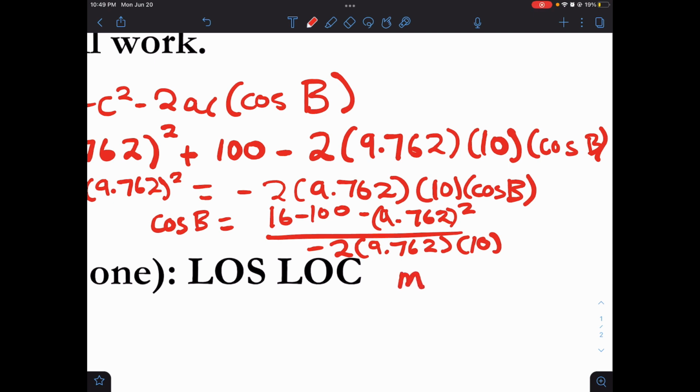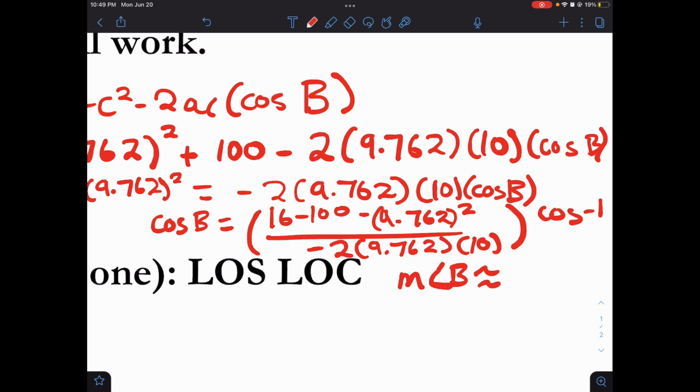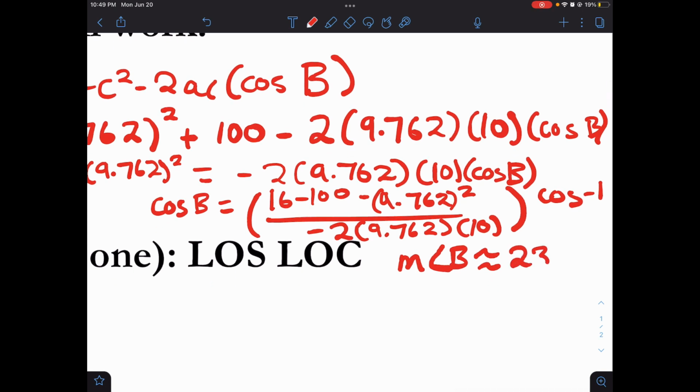The measure of angle B is going to equal the inverse cosine, because we're trying to cancel out this cosine, and we can do that by taking the inverse. So we take the inverse of my answer on my calculator, and I get the measure of angle B is approximately equal to 23.316 degrees.